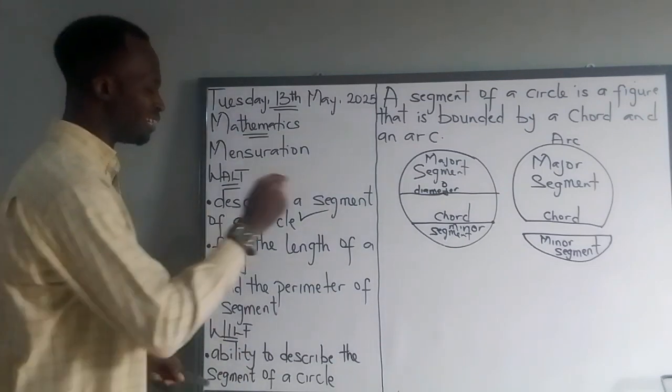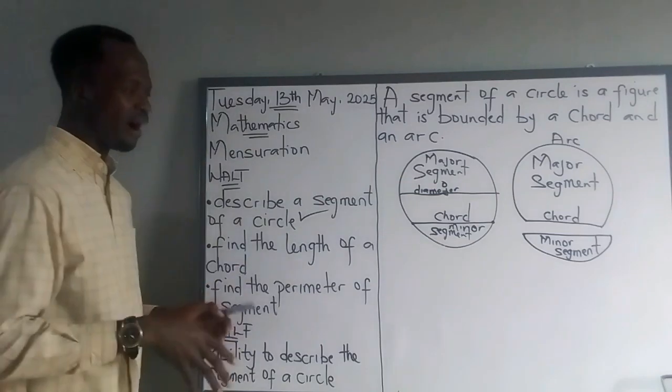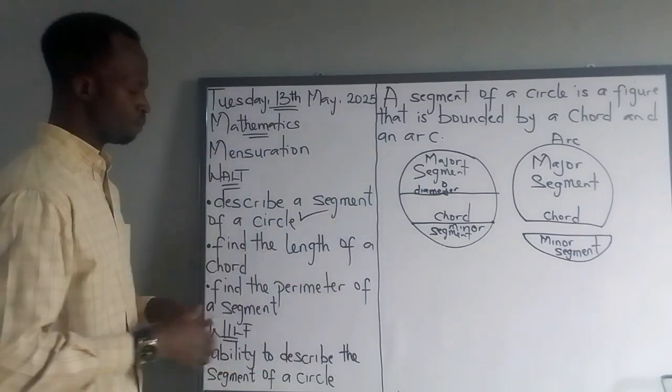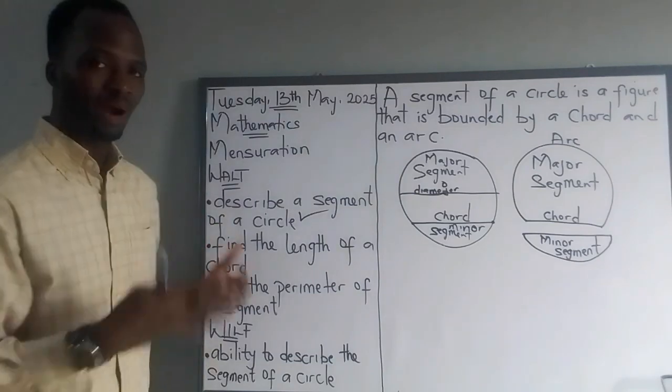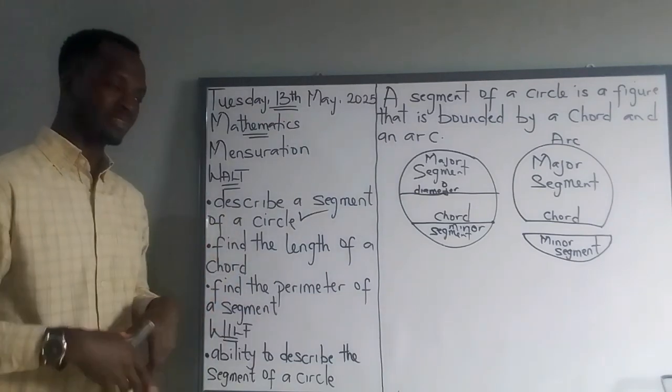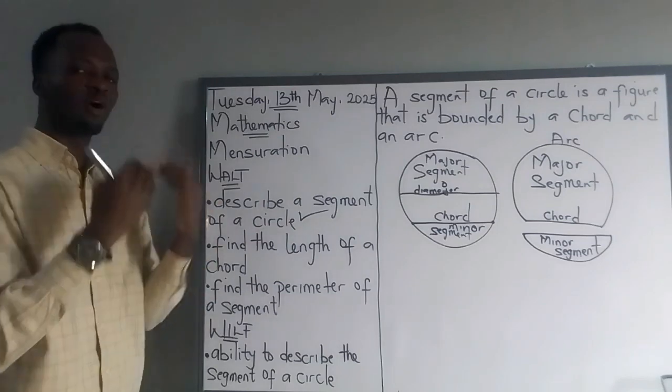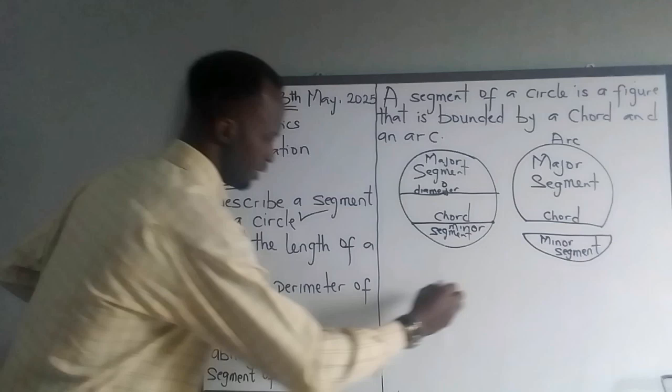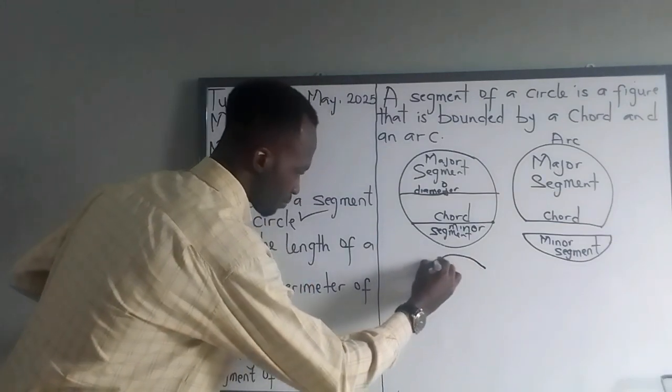Next is to find the length of a chord. How do we find the length of a chord? It's very simple. We'll need to derive the formula for calculating the length of a chord. First thing is to draw a circle.